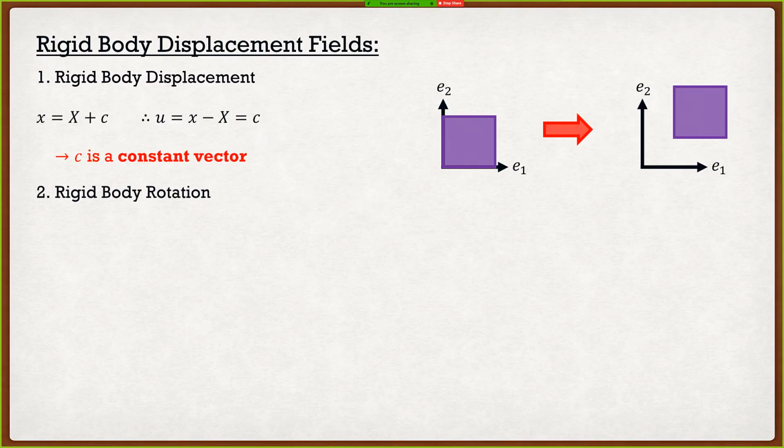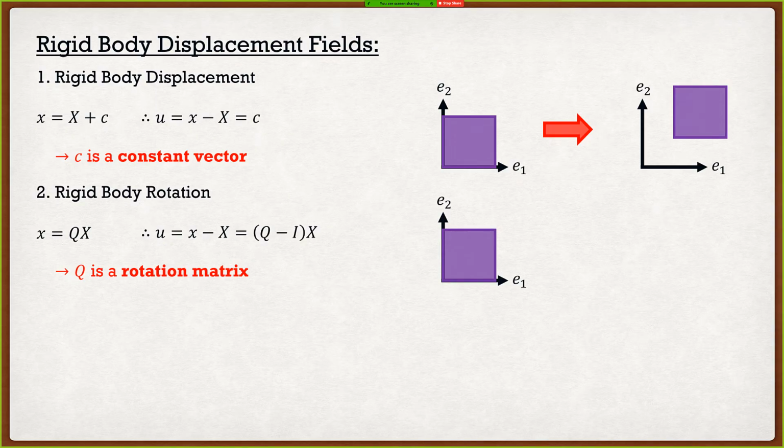Now, the second thing that I alluded to is rigid body rotation. In this particular case, our position function is going to be Q times X, where Q is that nice rotation matrix that we discussed last lecture. So you guys know all about Q already. Now we can figure out the displacement function u, which is small x minus big X. Therefore, we get our displacement function to be (Q minus I) times X. And what this is basically doing is it's just rotating our plate.